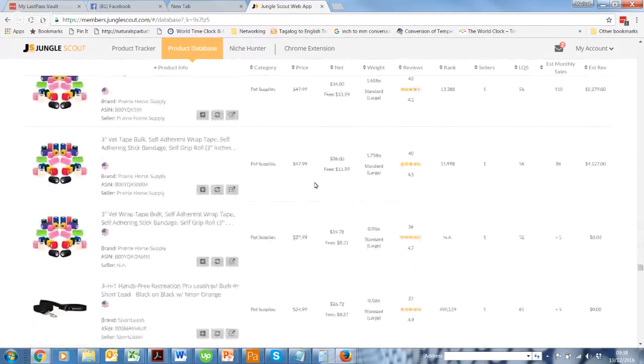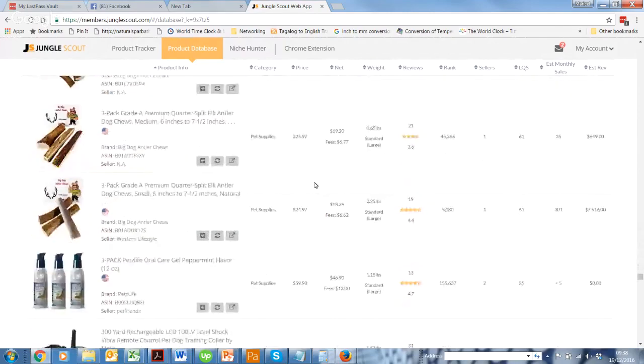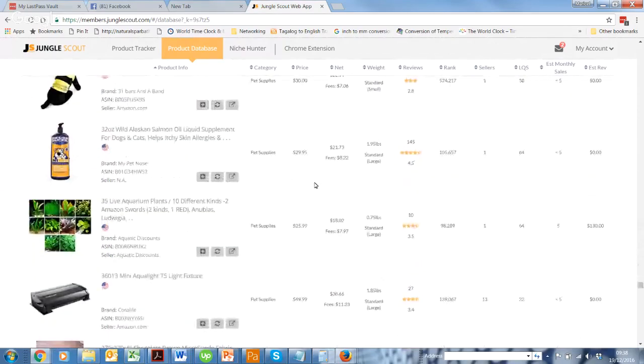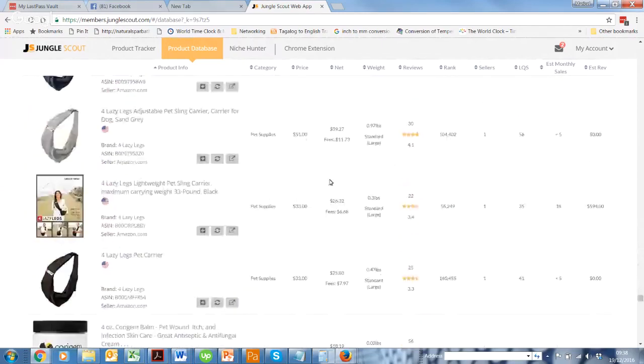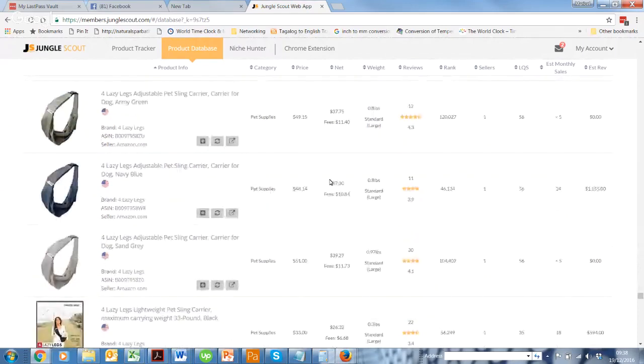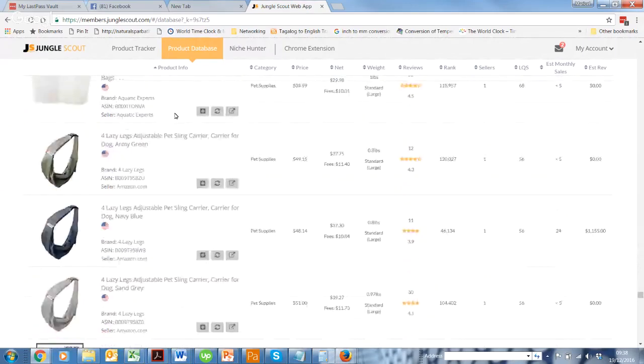Now, as you know, this is one of the hardest and most difficult stages of the whole process, trying to find a product. I think this is something we looked at. A carrier sling. I'm going to actually have a look at that.